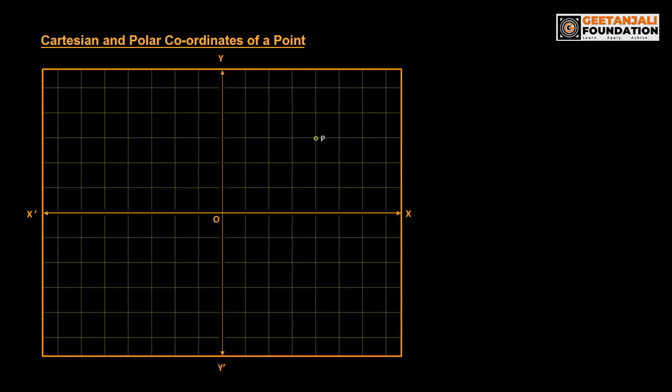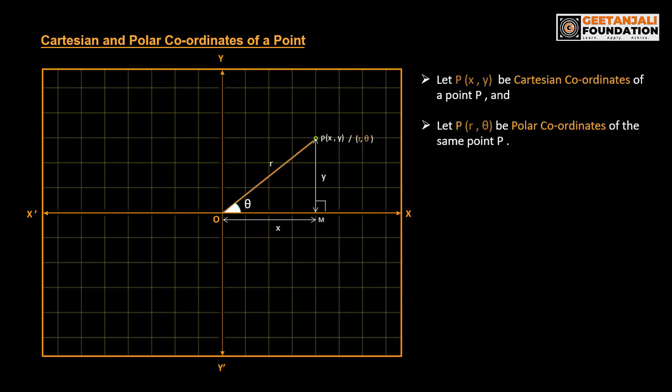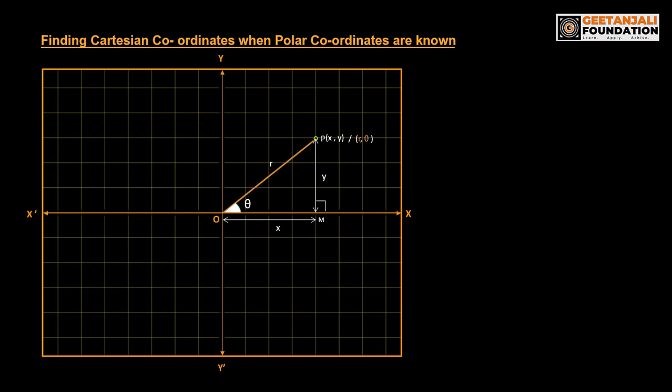Let's say there is a point P in this plane, and its Cartesian coordinates be x and y, and its polar coordinates be r theta. We can see here that we can represent the same point in two different ways, one by Cartesian coordinates and second by polar coordinates. Now we want to establish a relation between these two. So let's first start by finding Cartesian coordinates when polar coordinates are known.